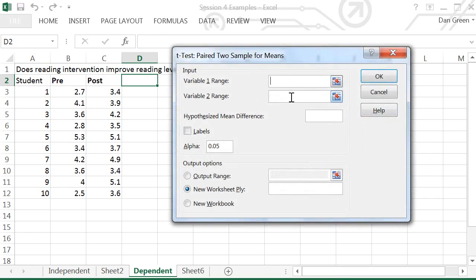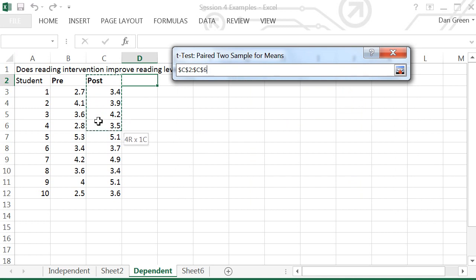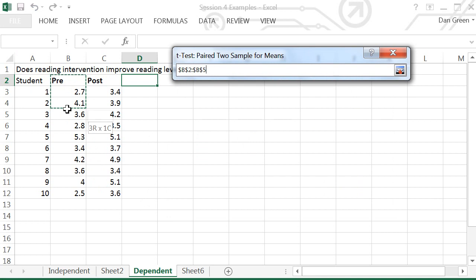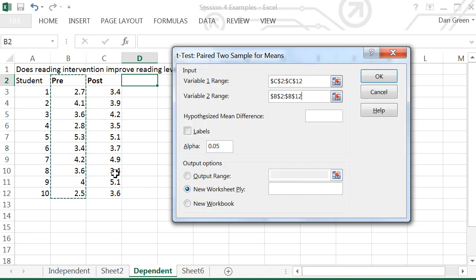Click OK there. For variable range 1, when you're doing paired t-tests, you want to pick variable 1 to be the variable that you think might be larger. If this reading intervention works, then their post-reading levels should be larger. So for our post-test, I'm going to do variable 1, and for variable 2, I'm going to do the pre-test, because what this t-test is going to look at is the difference, 1 minus 2. So it's going to be post minus pre, and we hope that that is greater than 0, at least if things are working.